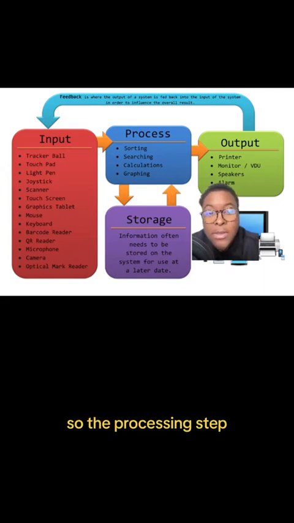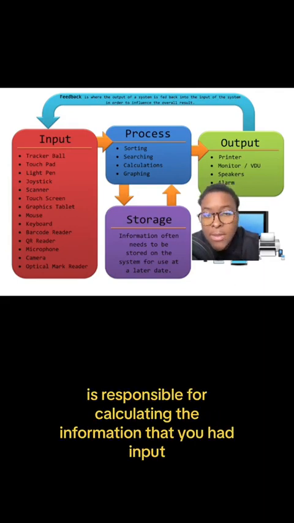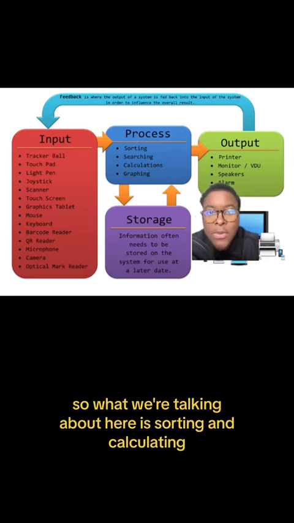The processing step is responsible for calculating the information that you had input. So what we're talking about here is sorting and calculating. Processing is normally done by a processor, for example, the central processing unit or the graphics processing unit.